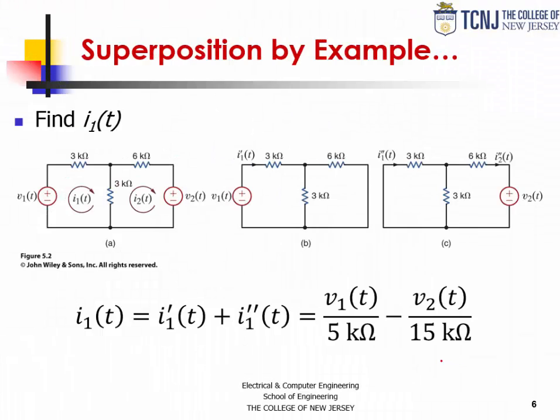Then all I have to do to find the actual current I1 is add those two partial currents algebraically, and I will have that the total current I1 is V1 divided by 5k minus V2 divided by 15k. And that's the superposition solution.